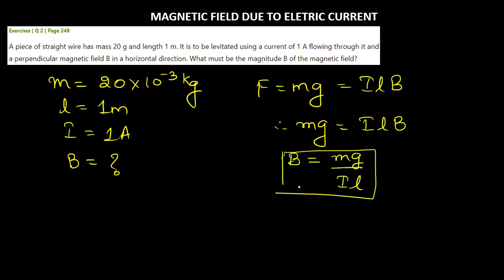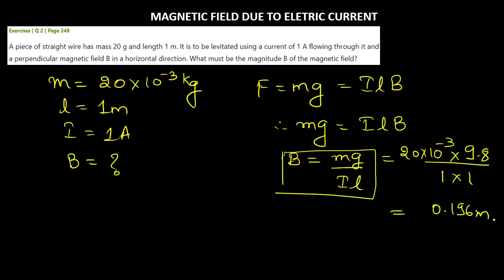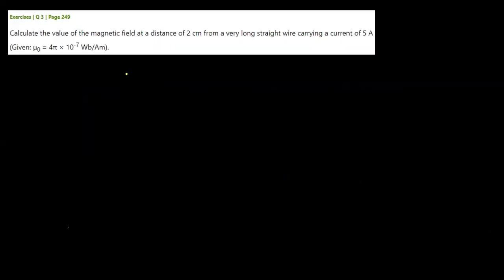From here you can find B equal to mg upon IL, which will be equal to 20 into 10 raised to minus 3 multiplied by g, take 9.8, divided by current is 1 and this is also 1. So this will be 0.196 tesla. This is your answer. So the formulas you are using, there are two formulas. One is weight, that is force, equal to mg, and the other one is ILB.